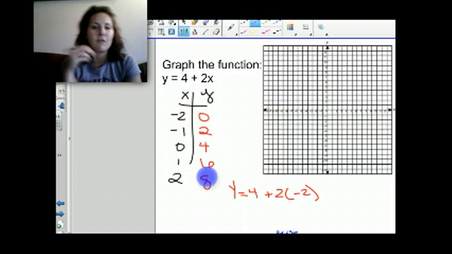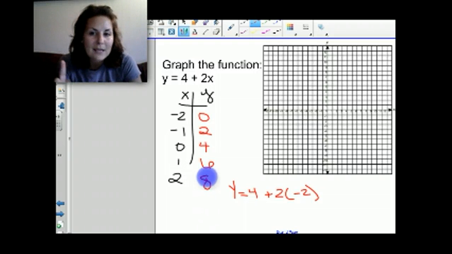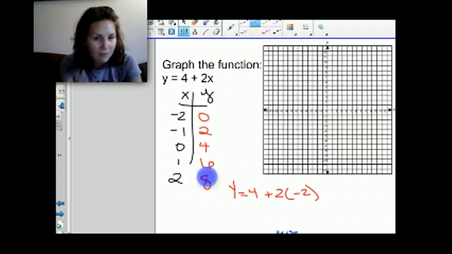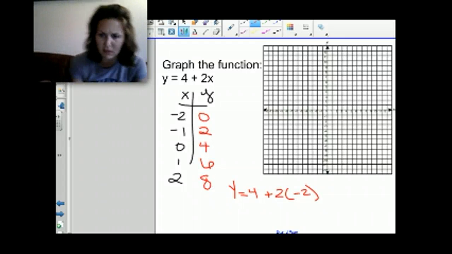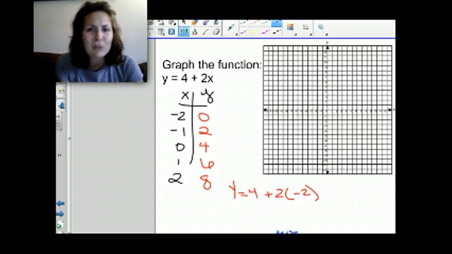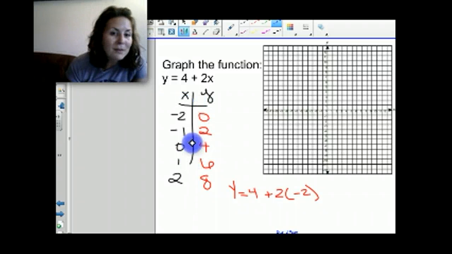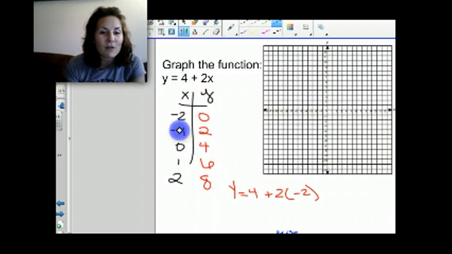If you're having trouble with the arithmetic, stop and pause it, see if you could figure it out. Otherwise, write it down, and we can go over it tomorrow. Don't want to forget. Or today. I don't know when you're all watching these videos. Hopefully before class. Now, this input-output table set up 5 ordered pairs.